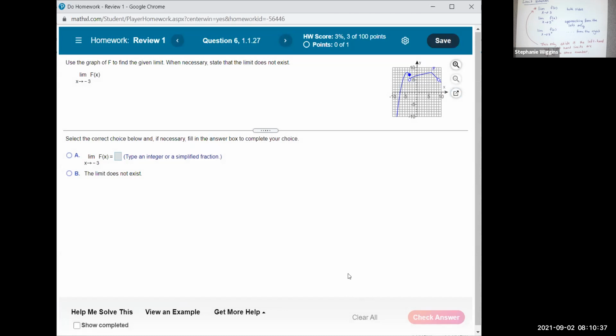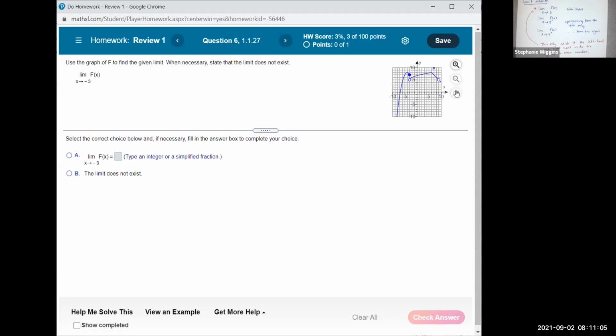All right, now we have another graph, and we are asked to find the limit as x approaches -3. Now that negative is in front of the number. So I'm talking about the number -3. I'm not talking about the left-hand side. The left-hand side would be if the negative came after the number. See these little details? You got to really be careful. Okay, so the negative is in front of the number. So we're talking about a negative number on the x-axis.